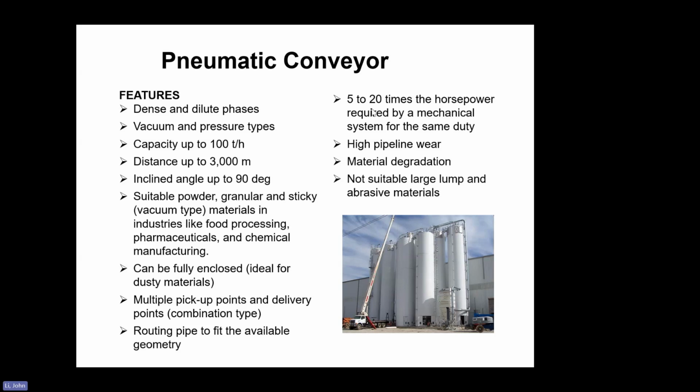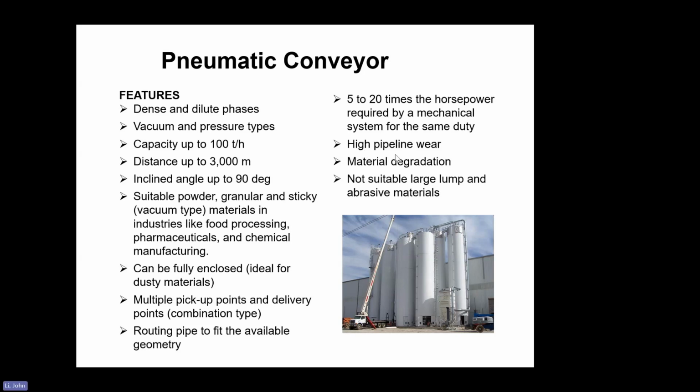Usually 5 to 20 times the horsepower required by a mechanical system like a belt conveyor. This one will be maybe 20 times the belt conveyor power. If you say 10 horsepower for a belt conveyor, this one needs 200 horsepower.